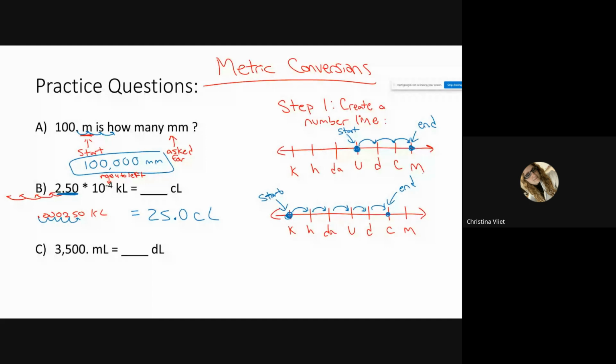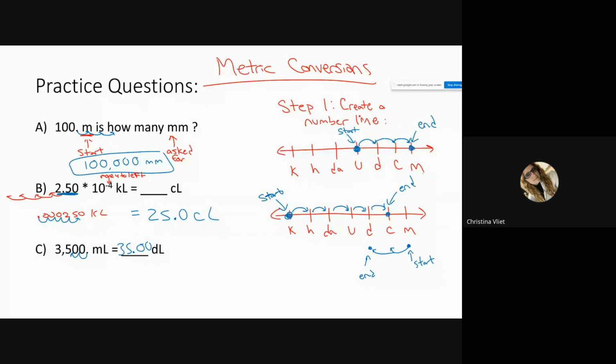All right, last one. 3,500 milliliters to deciliters. So this time, I'm gonna write using the same number line. Where's my start though? For milliliters, M. Little m. And where am I moving to? D. This is my end, right? How many spots am I moving to get there? 1, 2. 2 to the left. So we move our decimal here 2 in the same direction. And so our answer here is 35. And then to keep the significant figures, since there's 4, we would do 35.00.